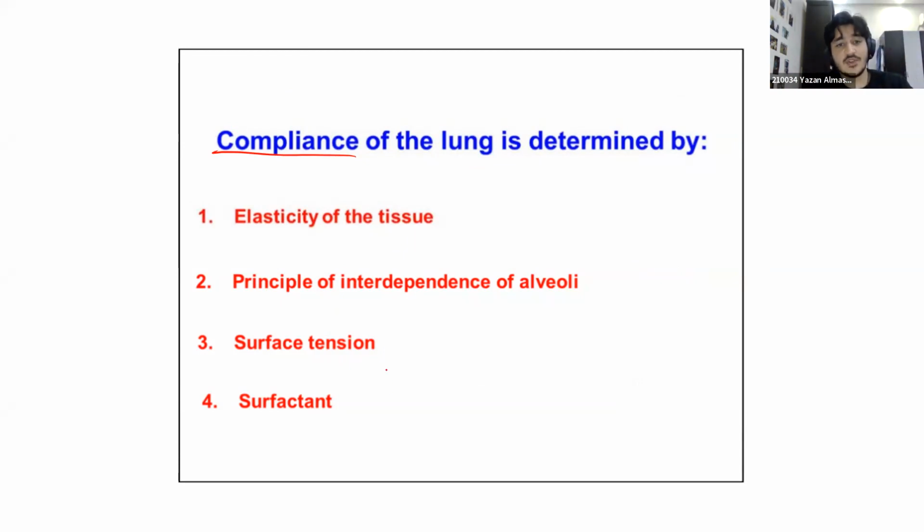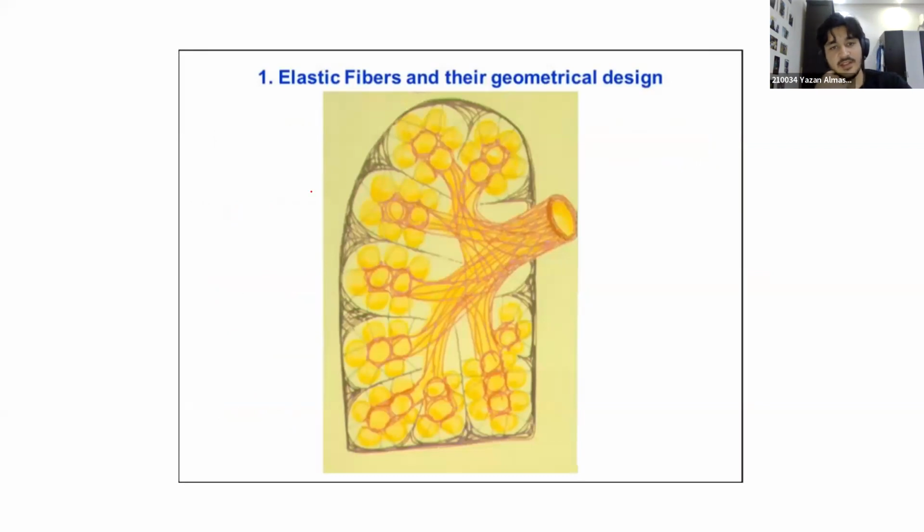So it's determined by 4 things: elasticity, interdependence of the alveoli, surface tension, and surfactant. We're going to go through them one by one. So first of all, elasticity. And elasticity is the easiest one of them.